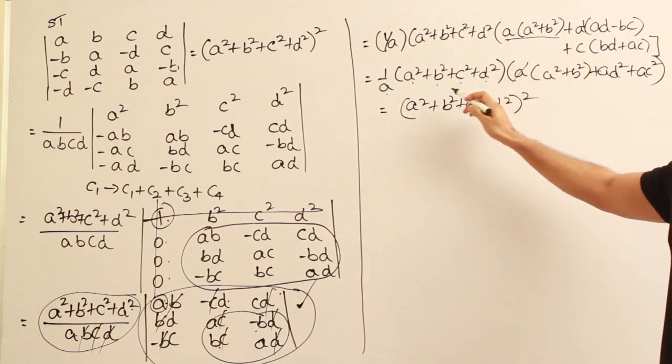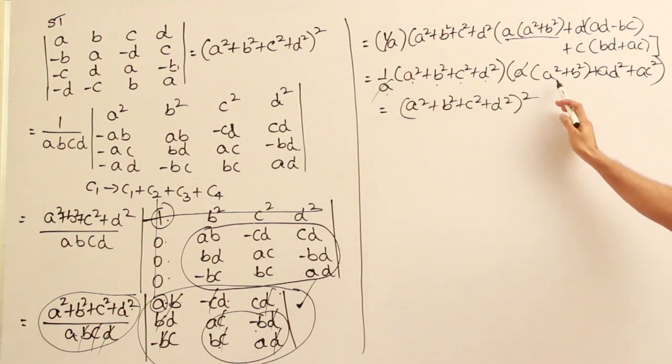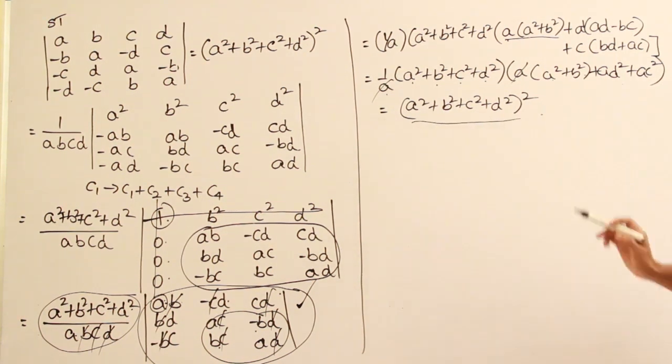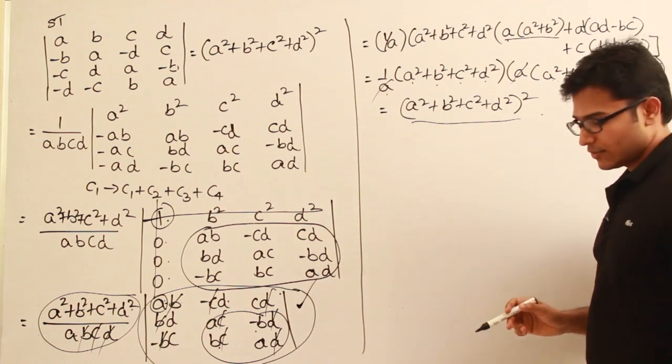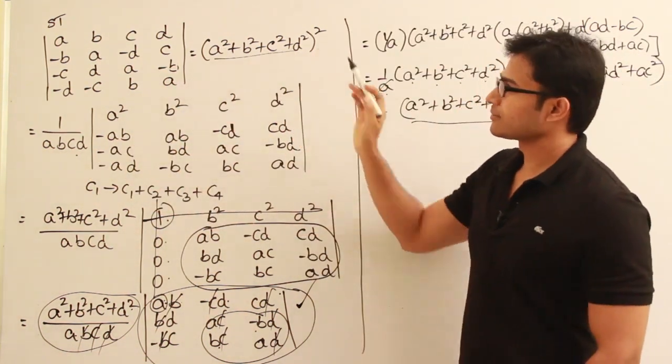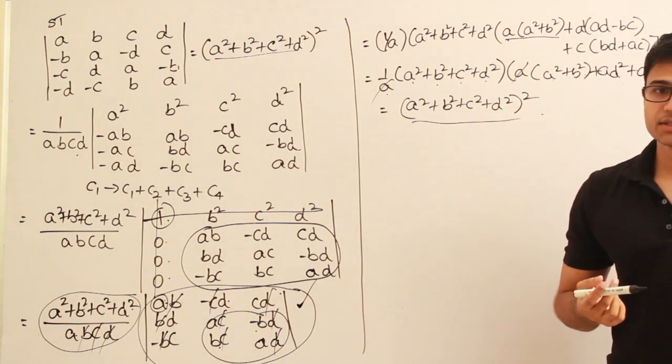You can cancel out this A and this A, and the final term remaining here will be A square B square C square D square. That is why I got square of it, right? So how do you know that we have to multiply with A, B, C, D? This hint I got by looking at this one. With practice you will be able to see this.